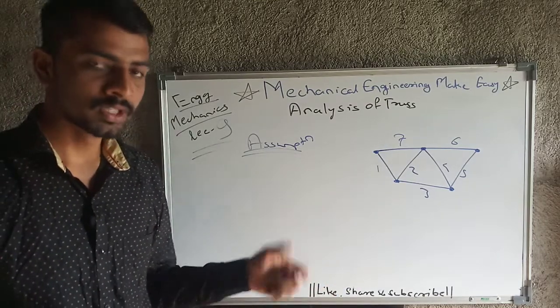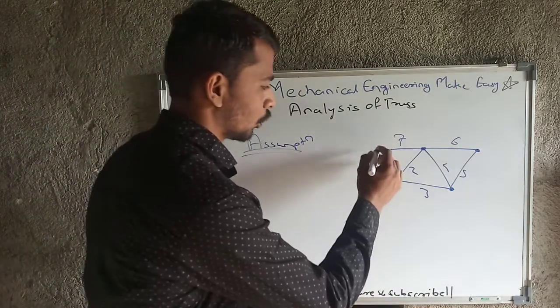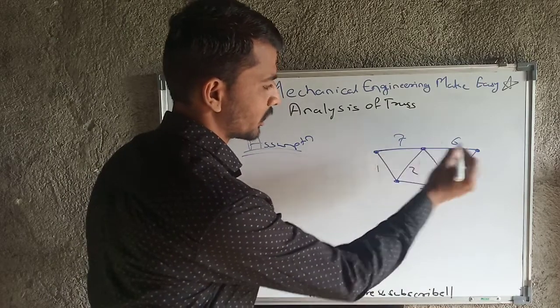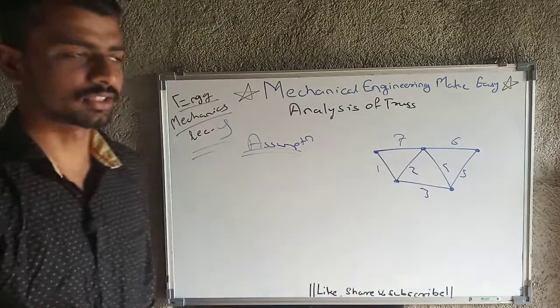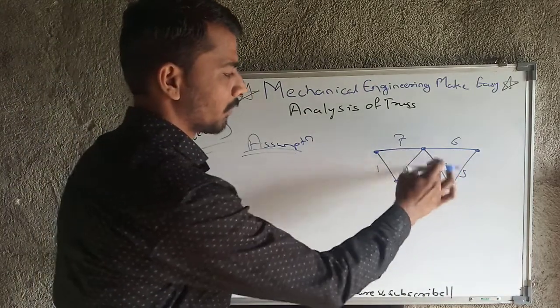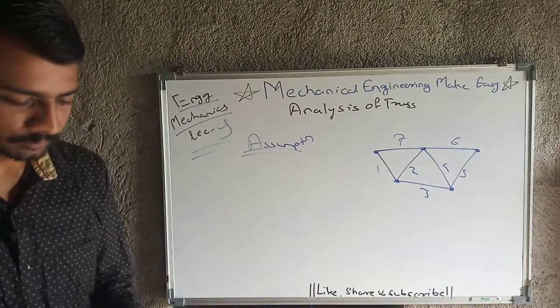Then next, the truss is loaded only at joints. For example, at this joint, this joint, this joint, we are only loading at the joints, not at the mid of any member. This is also an assumption here.